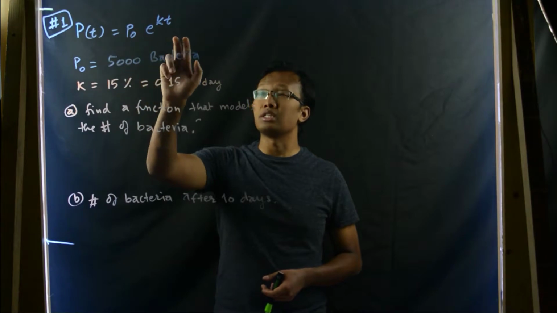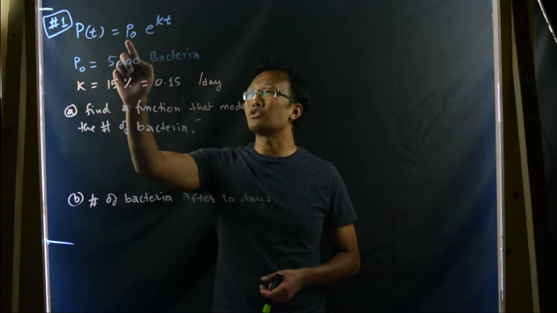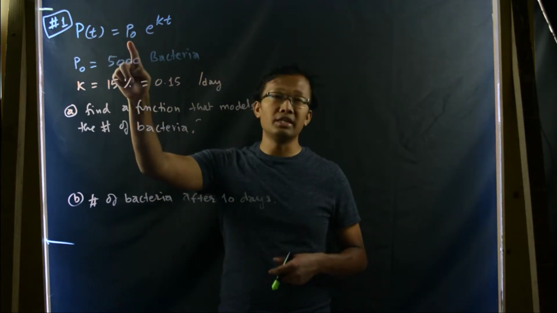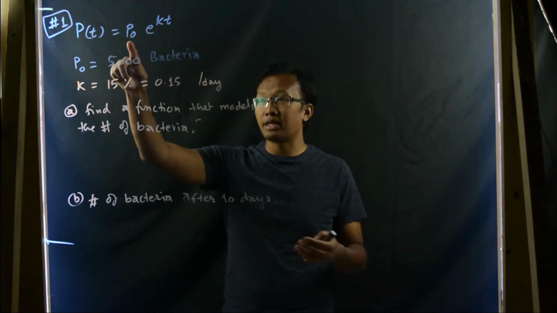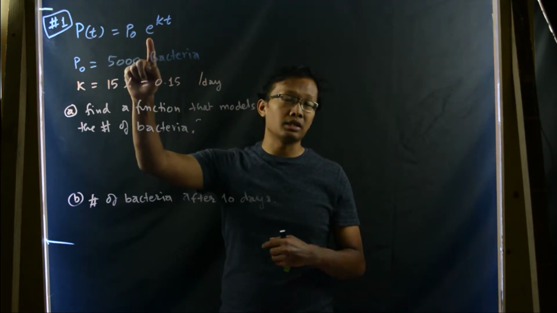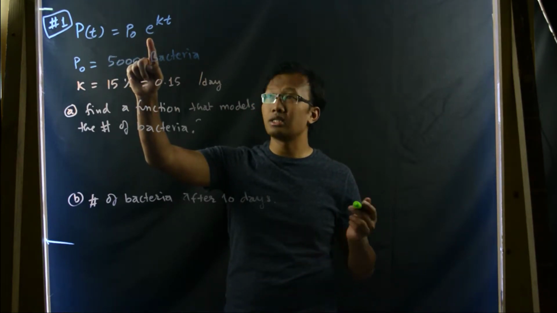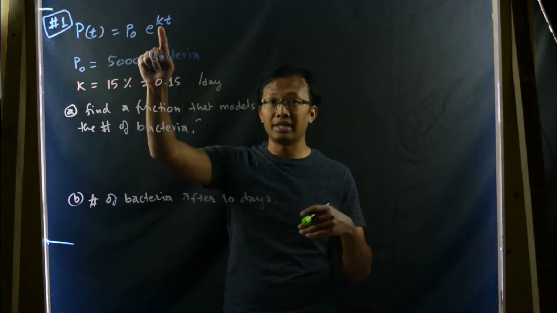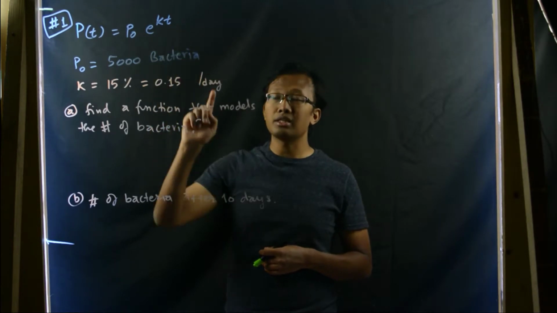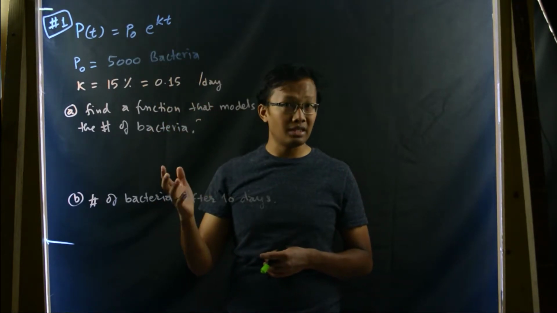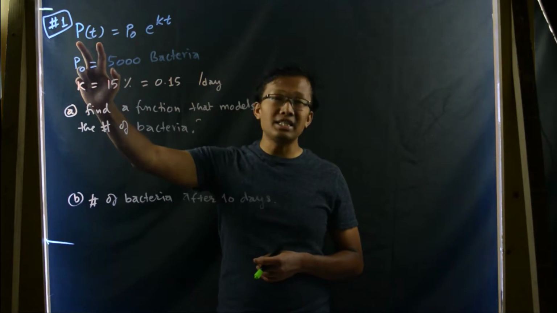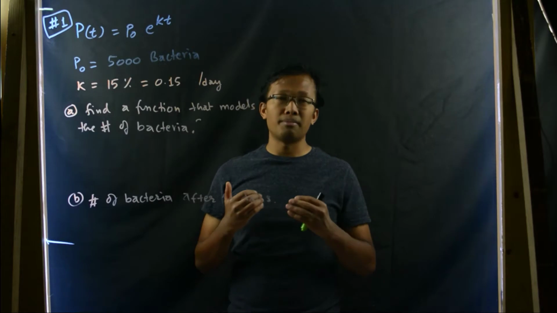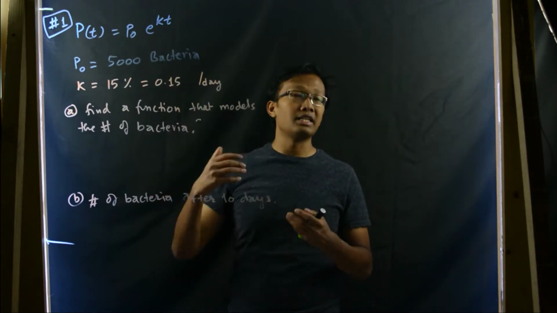The continuous growth function is given by this formula, P(t) = P0 e^(kt), where P0 is the initial value, or initial number of bacteria in this case, e is the irrational number 2.718 that we discussed before, k is the growth rate, which could be positive or negative, and t is the time. Here in this case the time is in terms of days. And P(t) is the final amount, or total number of bacteria after t days.